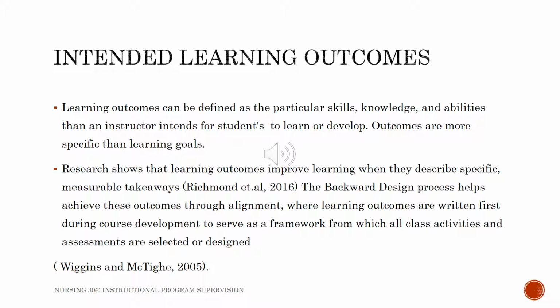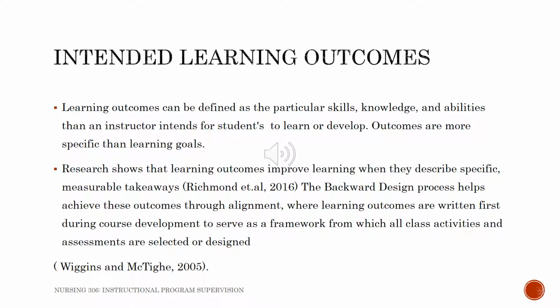Intended learning outcomes can be defined as particular knowledge, skills, and abilities that an instructor intends for students to learn or develop. Outcomes are more specific than learning goals. Research suggests that when they are well written, clear, and measurable, learning outcomes can improve learning and motivate student engagement. Research shows that learning outcomes improve learning when they describe specific, measurable takeaways. But this is according to Richmond et al.